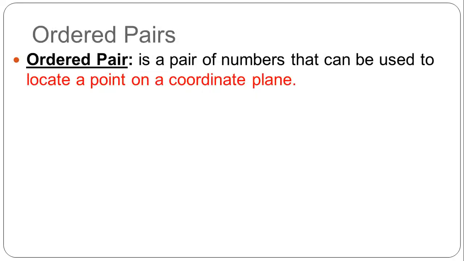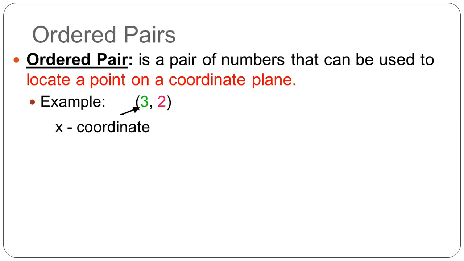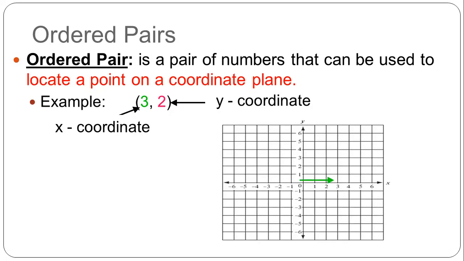Ordered pairs. When we say ordered pair, it is a pair of numbers that can be used to locate a point on a coordinate plane. Halimbawa, 3, 2. Yung ating 3 ay x-coordinate kasi yun yung nauna and yun yung domain. Yung y-coordinate na 2 is yung nasa second. So when we graph that, nandito siya. Tatlong hakbang papunta sa x at saka dalawang hakbang papunta sa y. Okay. So nandyan yung ating point. At nasa quadrant 1.